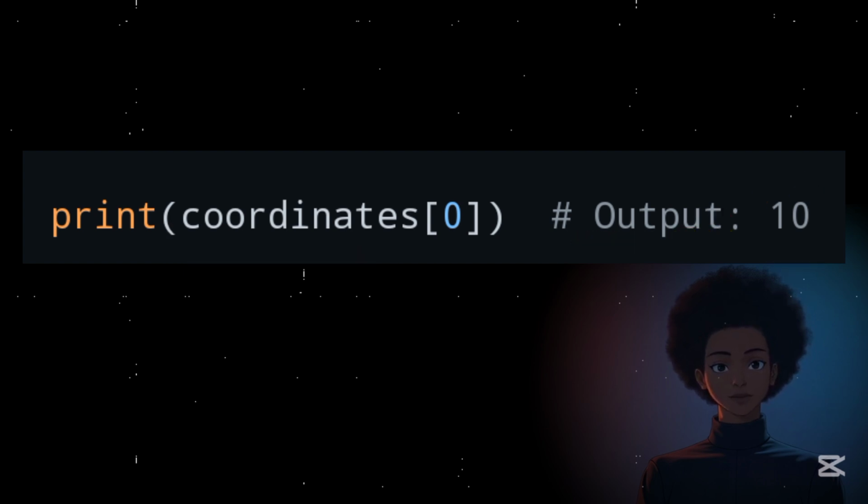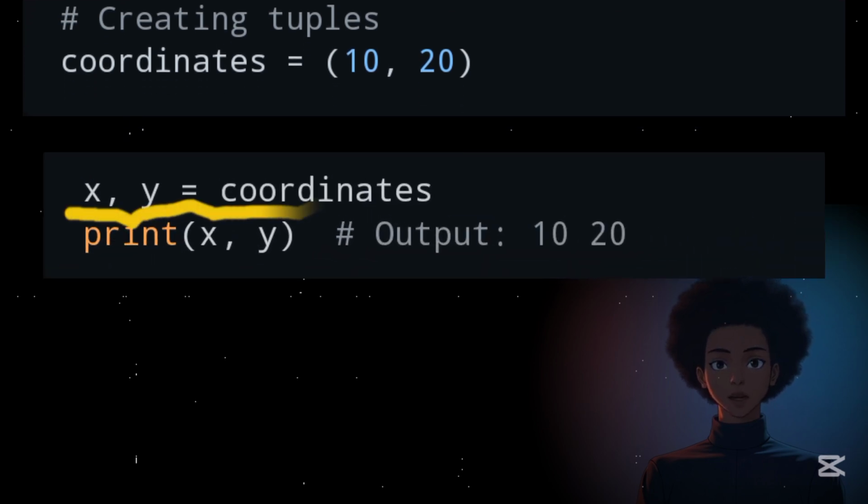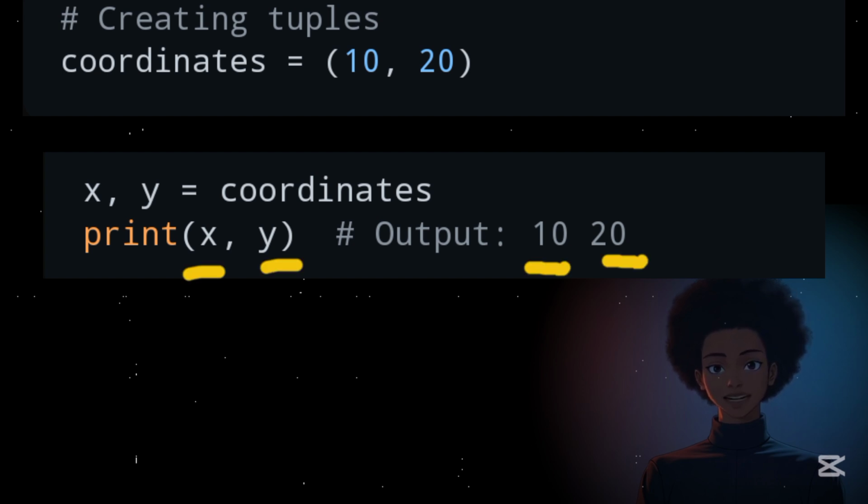One powerful feature of tuples is unpacking. If you have a tuple coordinates equals (10, 20), you can unpack it like this: x, y equals coordinates. Tuples are useful for collections of data, such as coordinates, RGB color values, or other unchangeable data sets. They're also faster than lists because of their immutability, making them ideal for read-only operations.